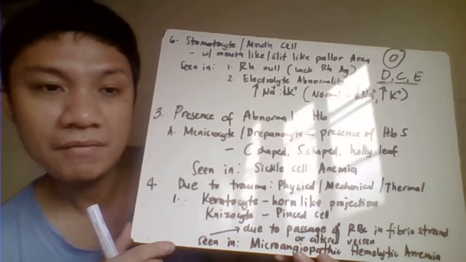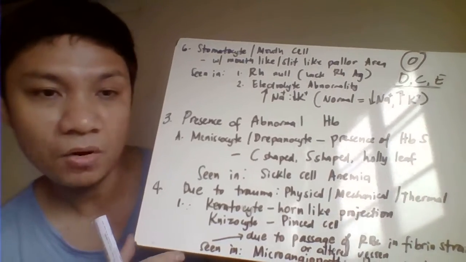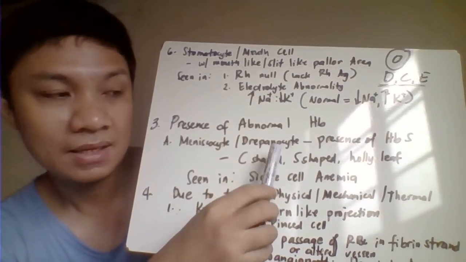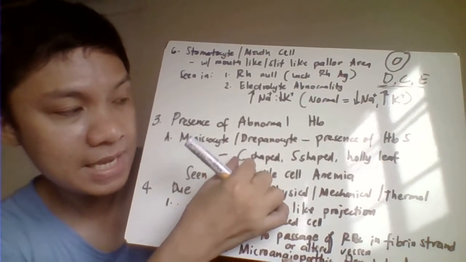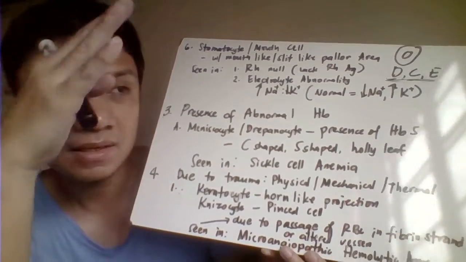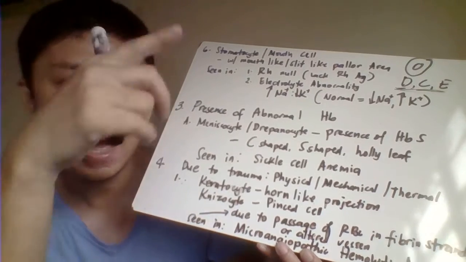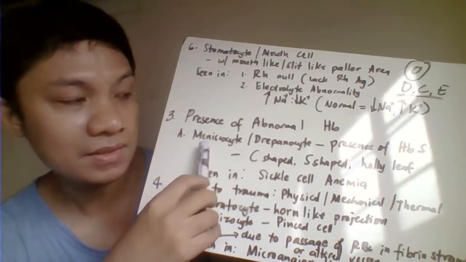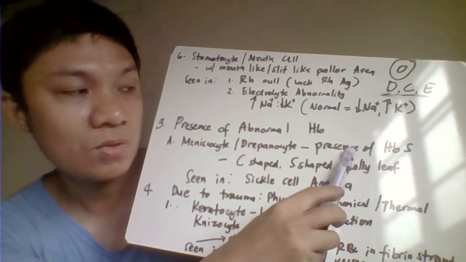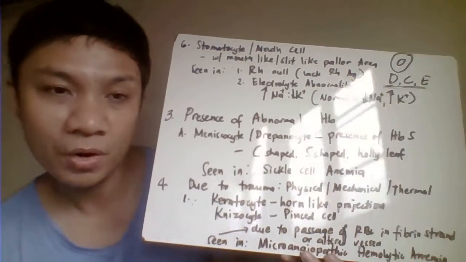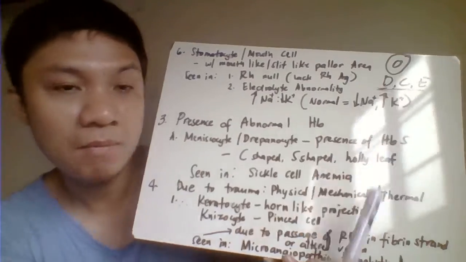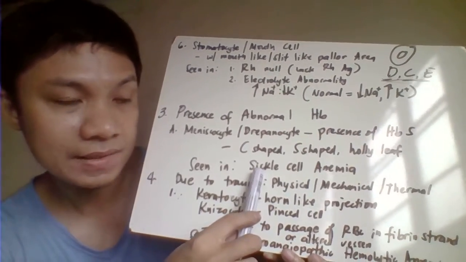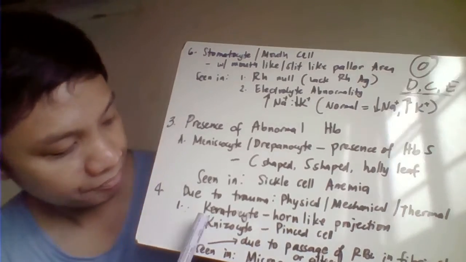On the next one, we have here the presence of your abnormal hemoglobin. You call this one meniscocyte, drepanocyte. So, ito yung mga hugis C, S. Okay, instead of usual na biconcave, sa kanya S, C, or holly leaf. So, that's your meniscocyte, drepanocyte associated with the presence of abnormal hemoglobin in the form of hemoglobin S. And that's seen here in conditions like sickle cell anemia.